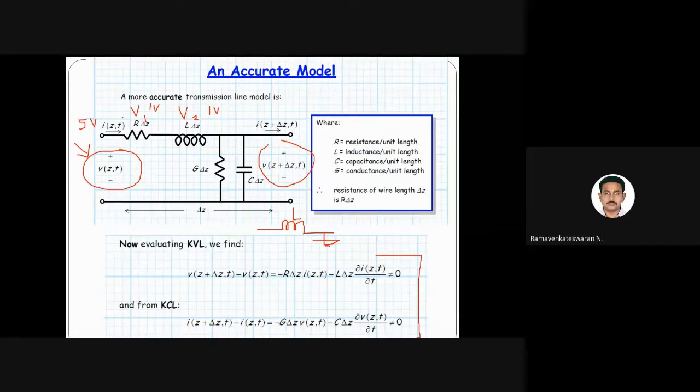5 minus 1 minus 1, correct? So we will get 3. Is that correct? So the same thing only I have written. This is written in a confusing form, probably 3 minus 5, which is equal to, this is how much voltage across this, minus 1 minus 1, correct? So this is minus 2 and equal to minus 2.